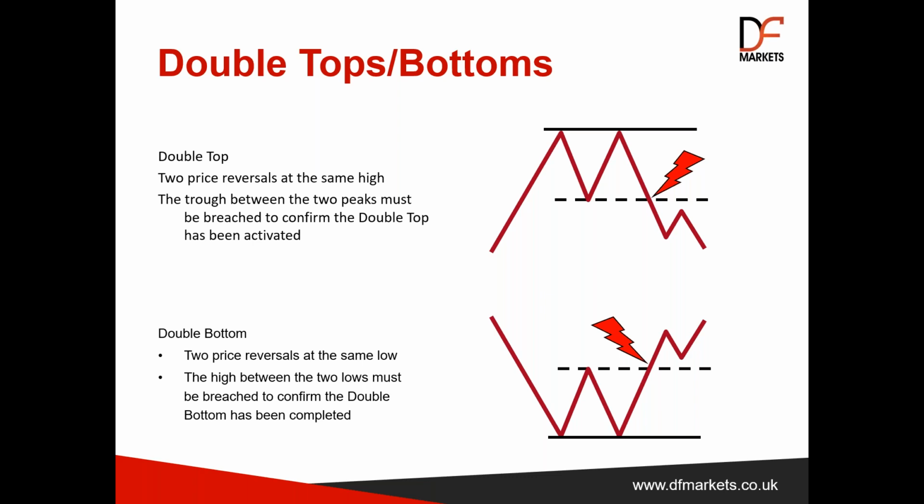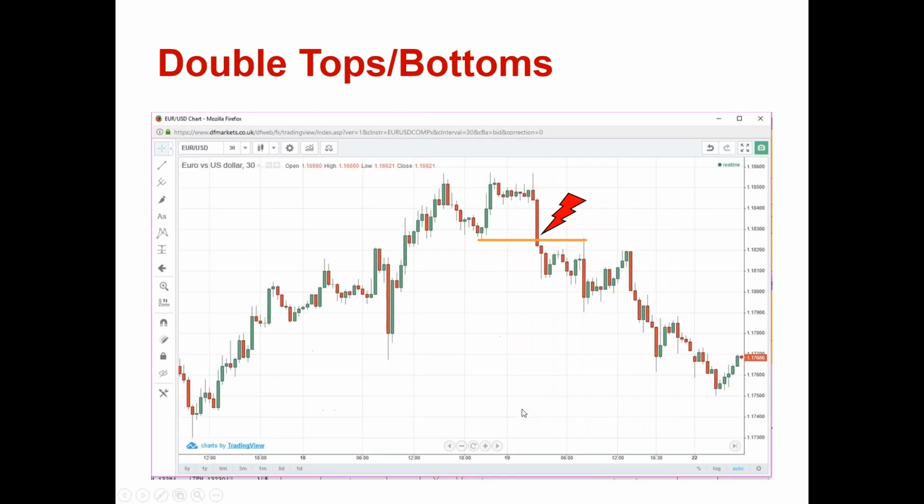The double bottom is everything but in reverse. Basically, you've got two price reversals at the same low, and then you look to what the high was between those two lows, and if we break above there, then we get a buy signal. So there's a low and a rally, and then we go back to a very similar low, and then when we rally, we're looking at this level here, and we're saying if we break above there, we get the buy signal, and that's what we get there. And that again can offer you a nice trade with good risk reward.